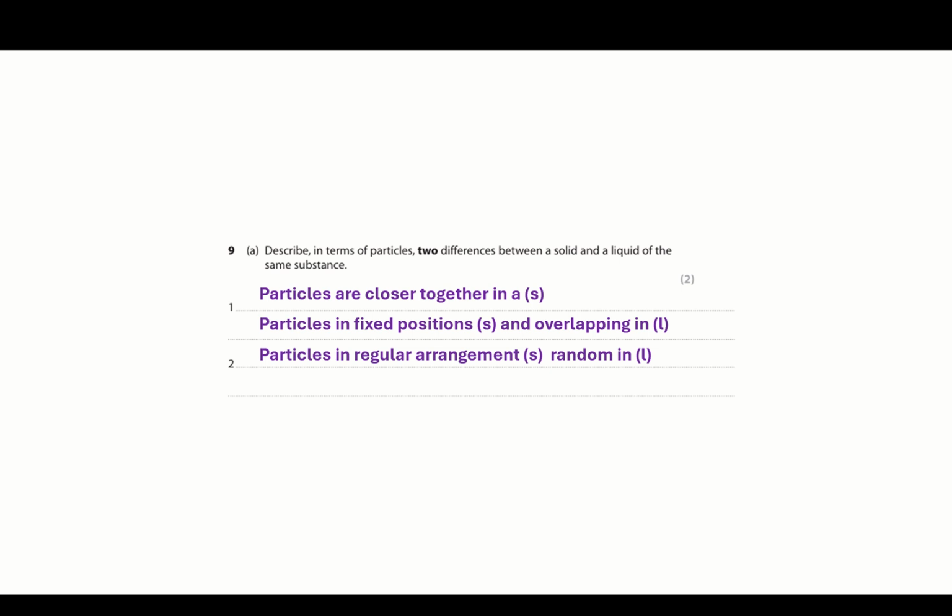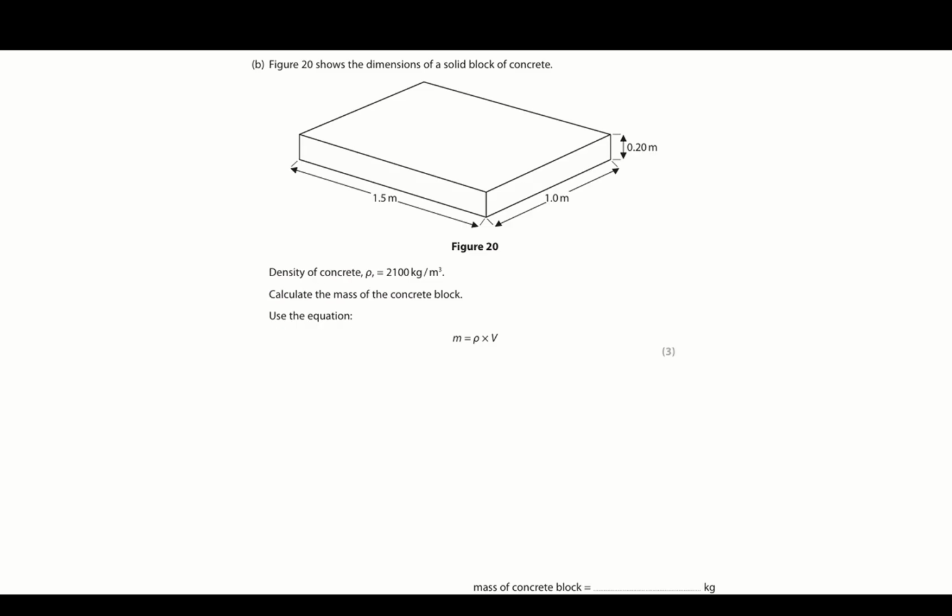Particles are in a regular arrangement in a solid. They're in a random arrangement in the liquid. And the particles have more kinetic energy in a liquid than in a solid. Any two of those. And there are more that you could say, to be fair, but they're the main ones.